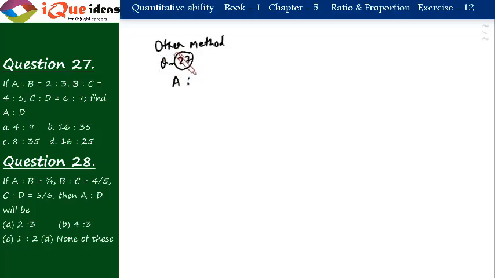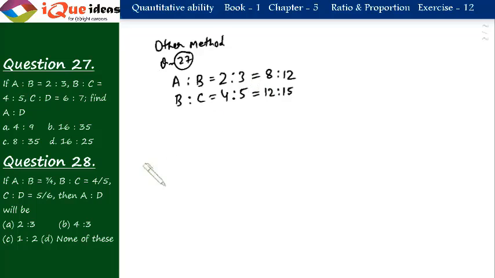So we have A is to B equal to 2 is to 3 and B is to C equal to 4 is to 5. B is the common quantity and the values are 3 and 4. So make them same, make them 12. LCM of 3 and 4 is 12. To make it 12, in the first ratio multiply by 4. So we get 2 4s are 8, 3 4s are 12. In the second ratio multiply by 3. So 4 3s are 12 and 5 3s are 15.